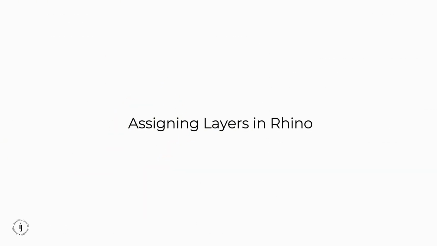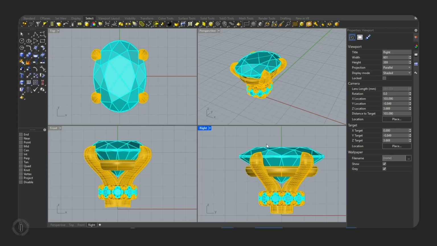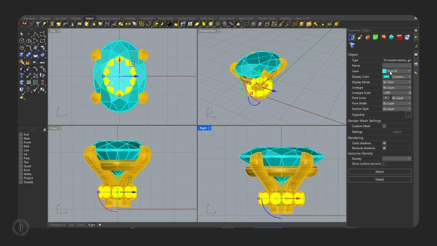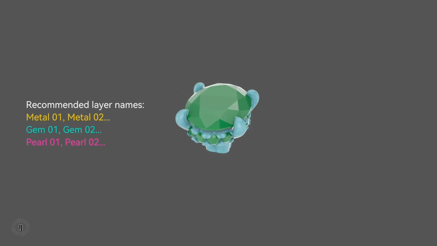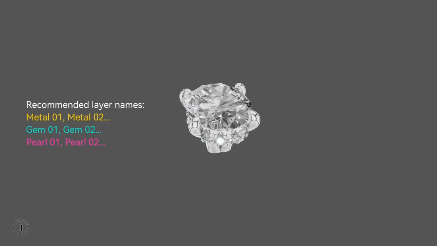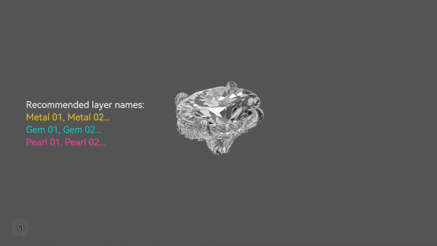Inside each file, use layers to separate materials. For example, metal parts on one layer, gemstones on another. iJewel3D reads these layers and uses them to apply the right material to the right part. If everything is on one layer, material changes won't work correctly.